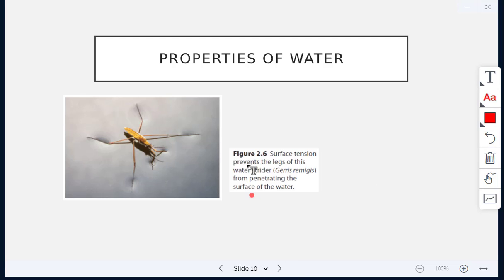So here, surface tension, we have a water strider that can kind of walk on water because of the surface tension. That surface tension prevents the legs of the water strider from penetrating into the surface of the water.